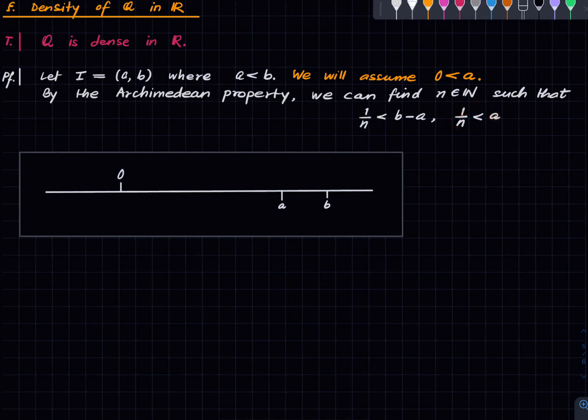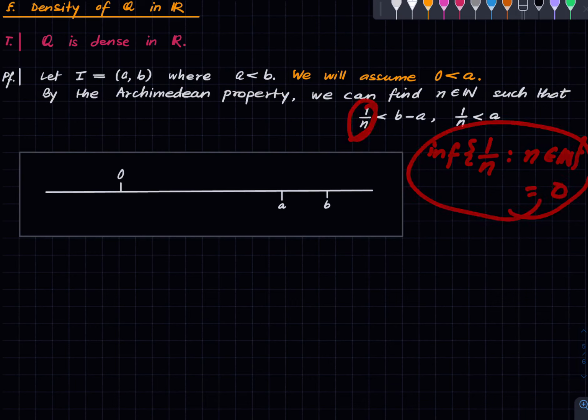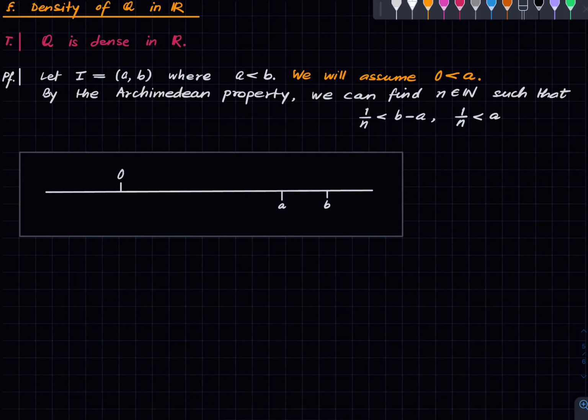And now you just choose the bigger n of both. Whichever n worked here and whichever n worked here, just take the bigger one amongst the two. That will work for both. So just make sure that you follow this point. Or if you don't like to use the Archimedean property, you can just immediately prove this by using the fact that the infimum of this set is 0. So by using this fact also, you can show the existence of such an n. Okay, so far so good.